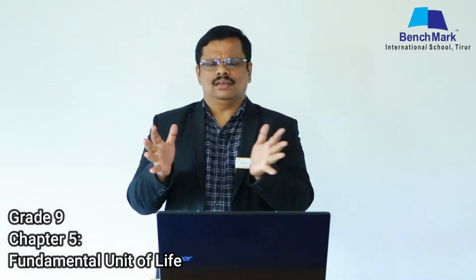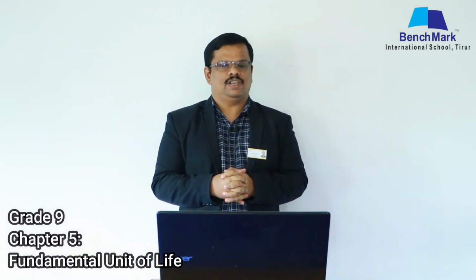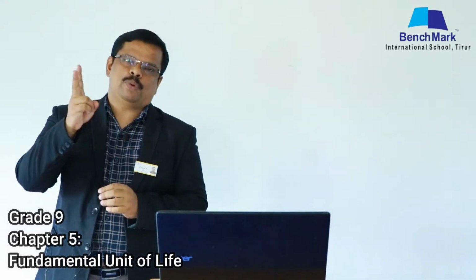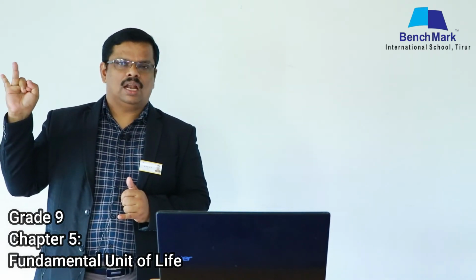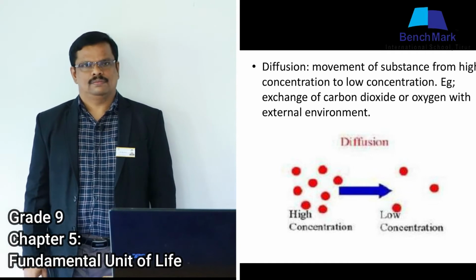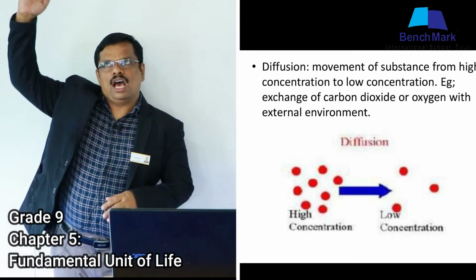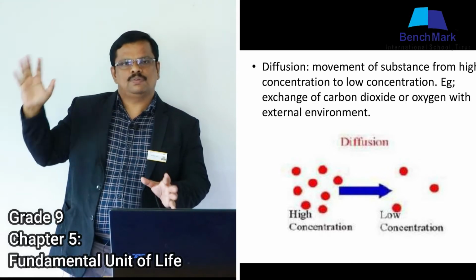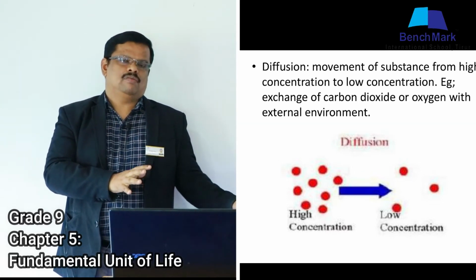So the substances are allowed into the cell by means of the selectively permeable membrane. And my dear children, it happens basically by two processes. One is diffusion, another one is osmosis. So let us see what is diffusion. Diffusion means movement of a substance from a region of higher concentration, where the concentration is more. Any substance which is moving from a higher concentration to a lower concentration, we call that diffusion.